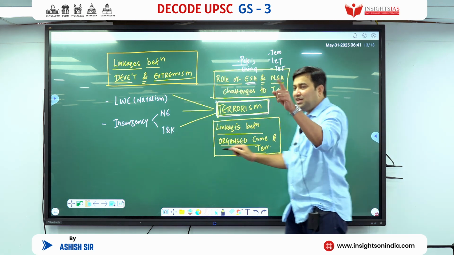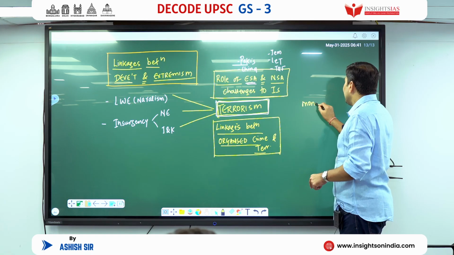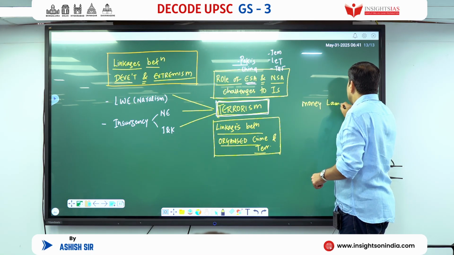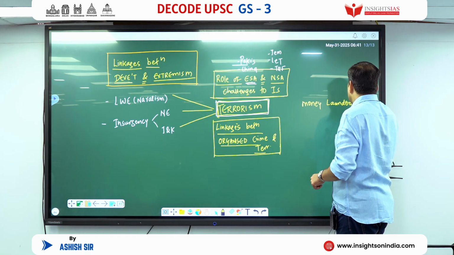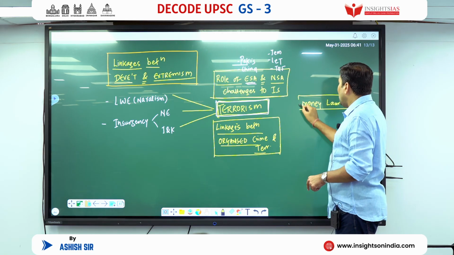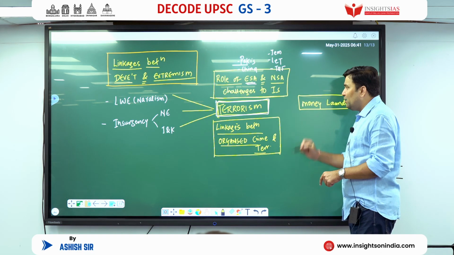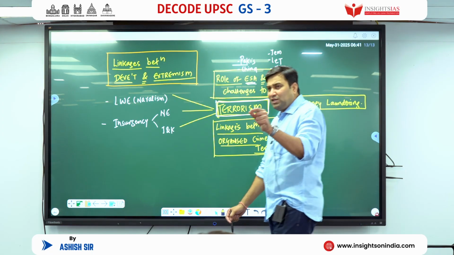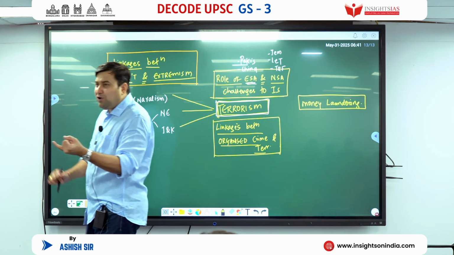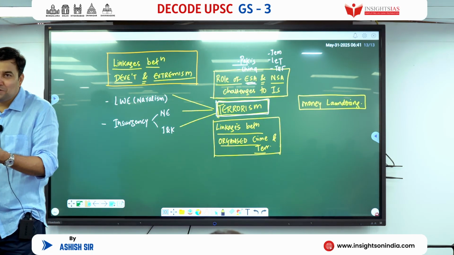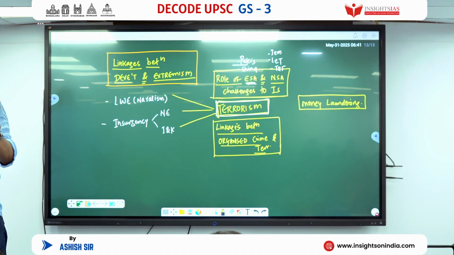Basically, something is money laundering. Money laundering is the most important thing. Correct? But for all these things, terrorism will be there, a linkage between all of these will be there. For this, where did it come from? In India, we are not producing opium, it is banned. We are not manufacturing arms, correct?